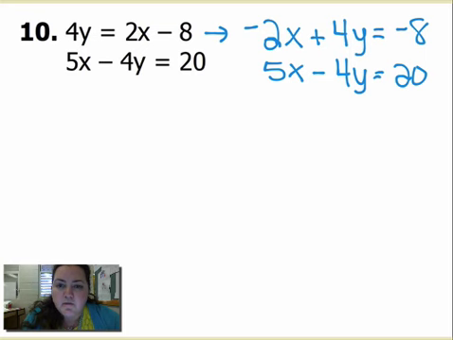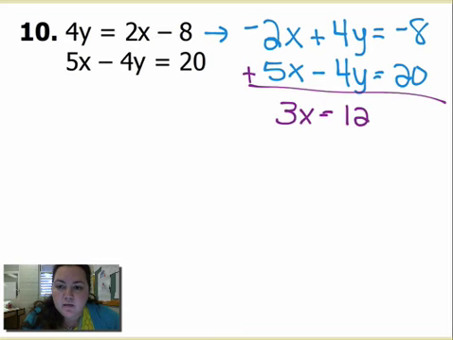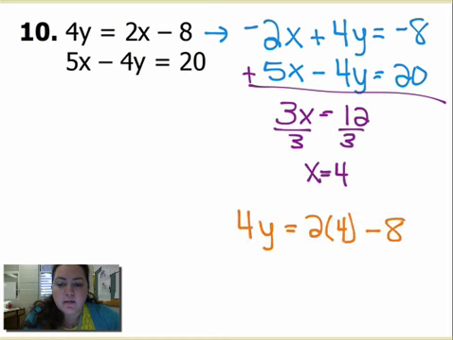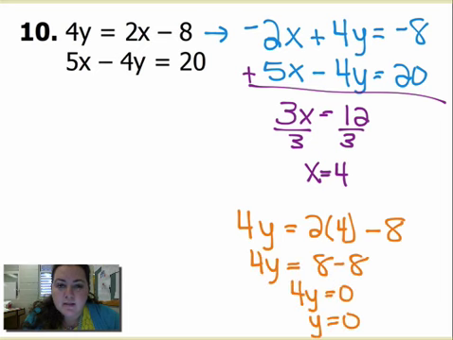Both equations have a 4y. One's positive, one's negative, so I'm going to add the equations. The 4y's are going to cancel. Negative 2x plus 5x gives me 3x. Negative 8 plus 20 gives me 12. Divide by 3, I get x equals 4. So then I can plug 4 into one of the equations. I get 4y equals 8 minus 8. 8 minus 8 is 0. So I get 4y equals 0 or y equals 0. So my solution is 4, 0.